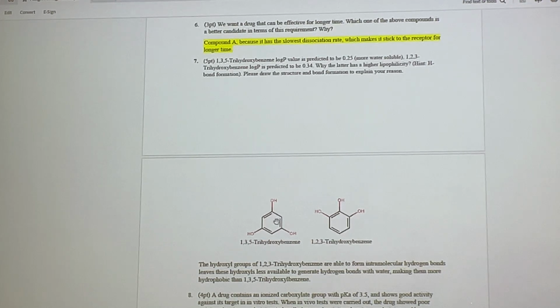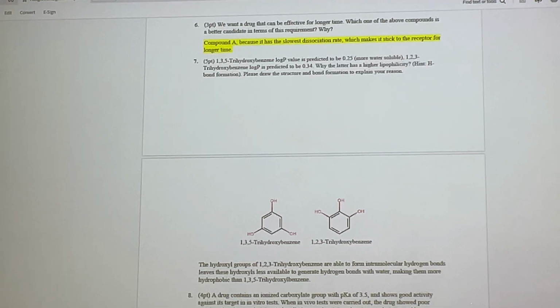So they both have a backbone that is a benzene ring with three hydroxy groups, but the hydroxy group positions are different, so they cause different log P values. The first one is 0.25, and the second one is 0.35. So basically, the first one is more water soluble. The question asks why the latter, this one, is more lipophilic, basically why this one has a smaller water solubility. And the hint is hydrogen bond formation. So I want you to draw how hydrogen bond formation gives you these results.